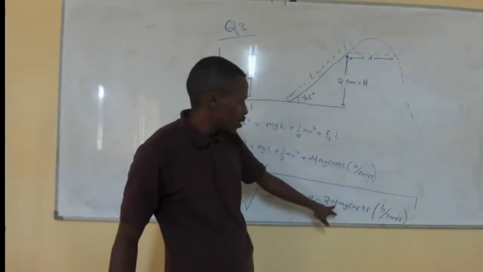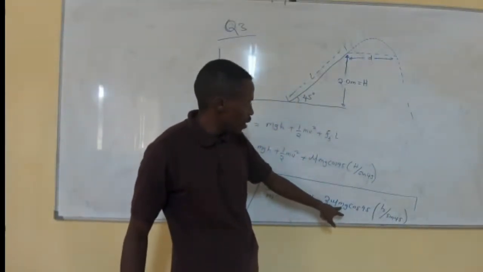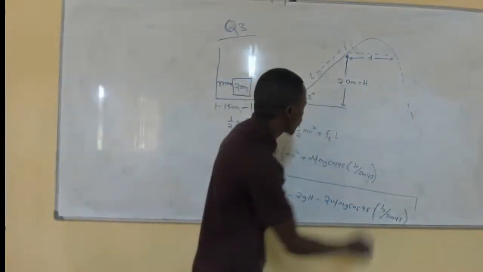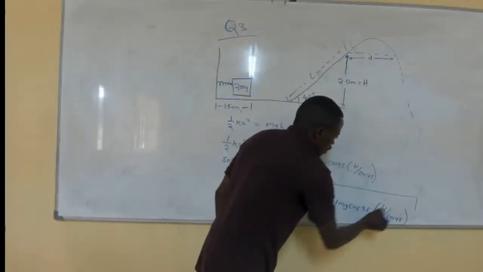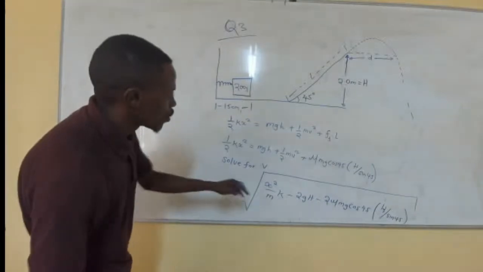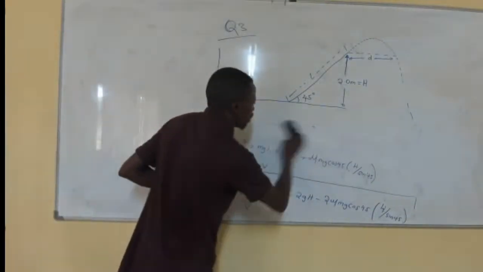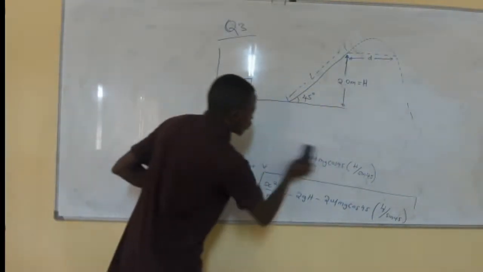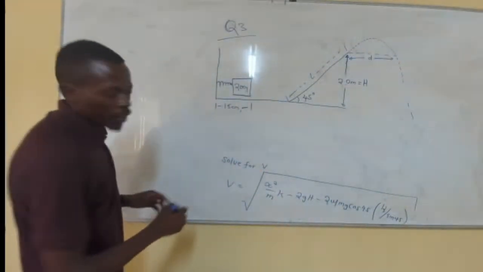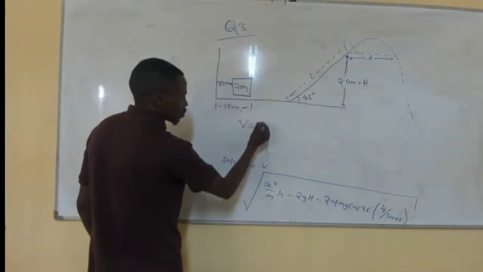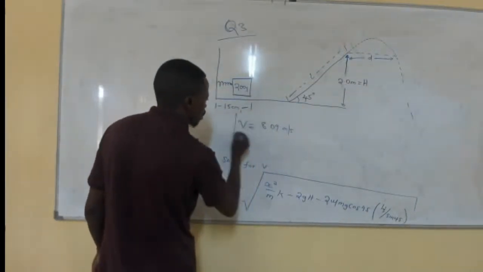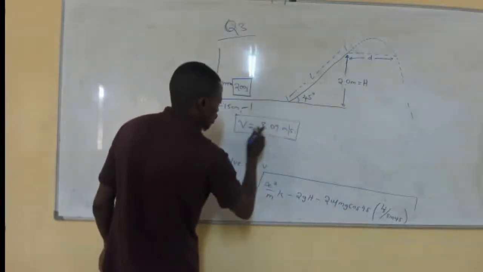I know what mu is, given by 0.2. I know what M is, the mass of the block. G I know, cos 45 I know, H, remember that H is that, so that is easy, sin 45 that is easy. When you solve for V, when you replace all the quantities in, expect to find the value for V to be 8.09 meters per second. So verify that with your calculators.